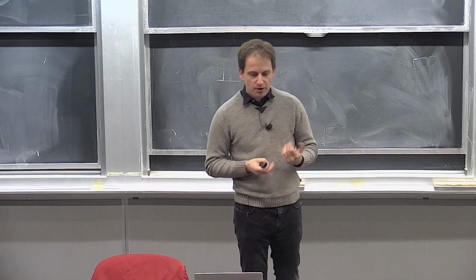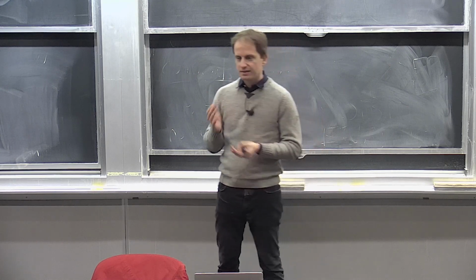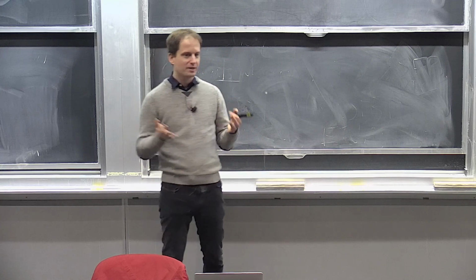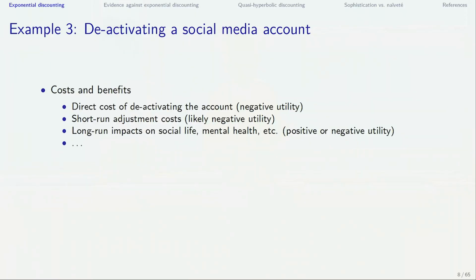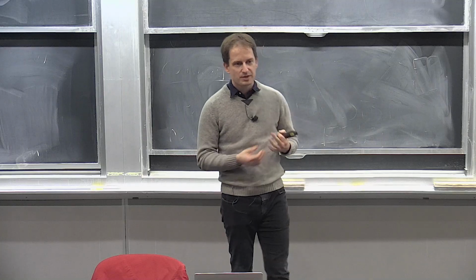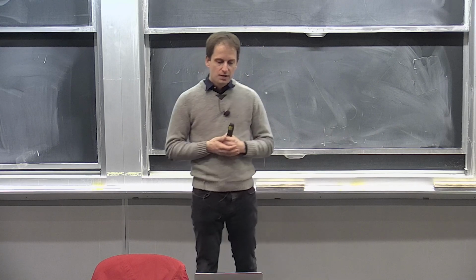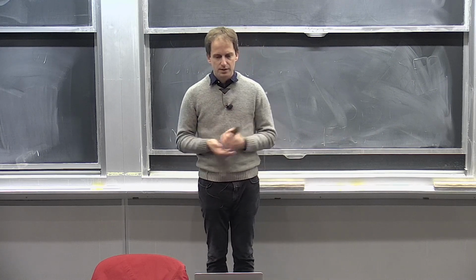Part of that is the direct cost of deactivating the account. Often that's a tedious thing to do. You have to figure out how to do it. Often companies try not to make it too easy for you to do that. You might want to archive some pictures or whatever and so on. There are often short-run adjustment costs, right? You want to be in touch with your friends. Maybe it's harder to find out where the parties are, or whatever things are. So often there's some adjustment cost, likely also negative.